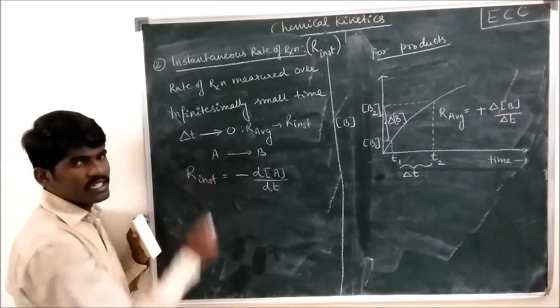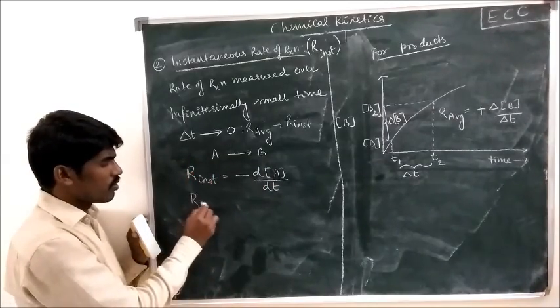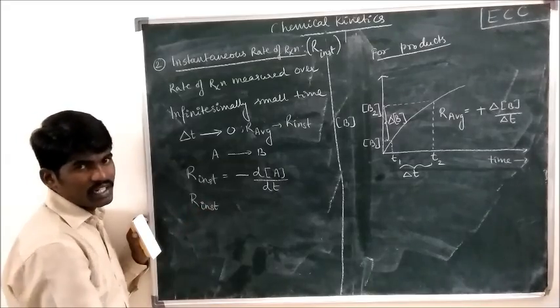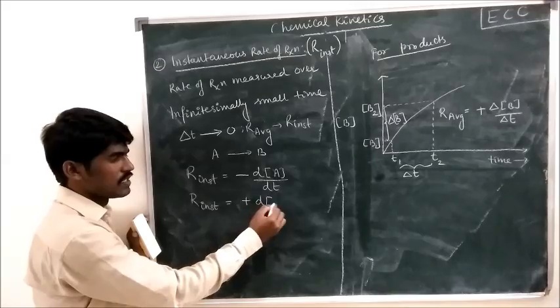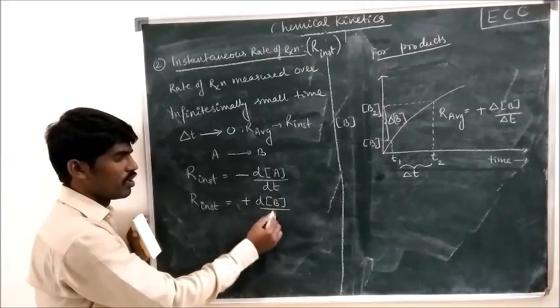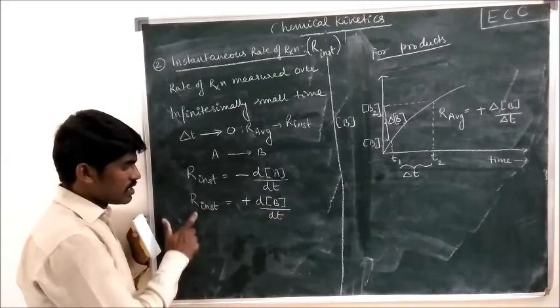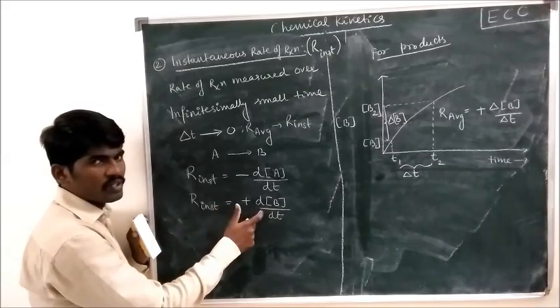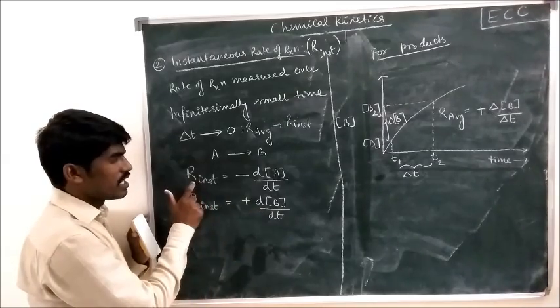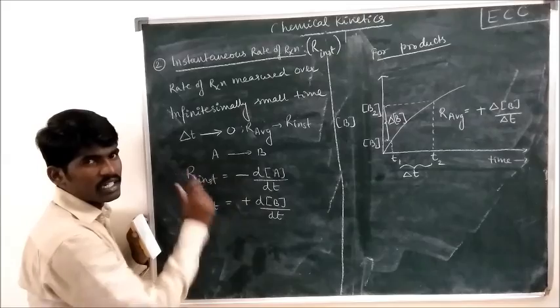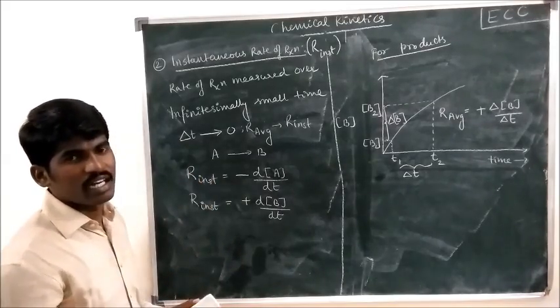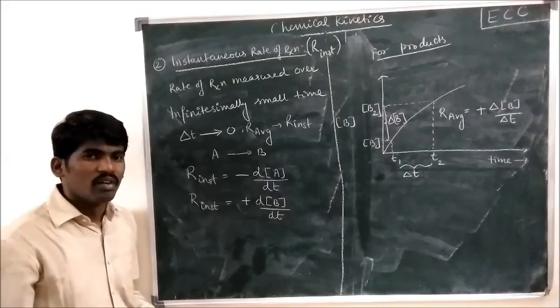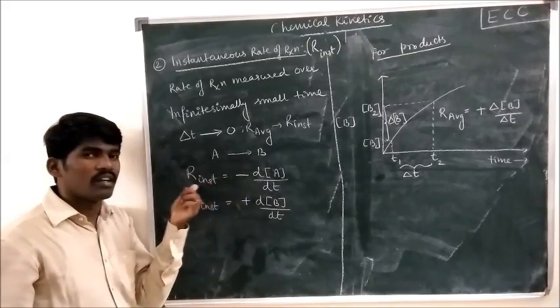It is for reactants. But suppose you want to write the rate of reaction with respect to product, that is B, then what will you write? Plus dB upon dt. This is the instantaneous rate of reaction with respect to product. This is the instantaneous rate of reaction with respect to reactant. Whenever delta is given, what will you write? Average rate of reaction.